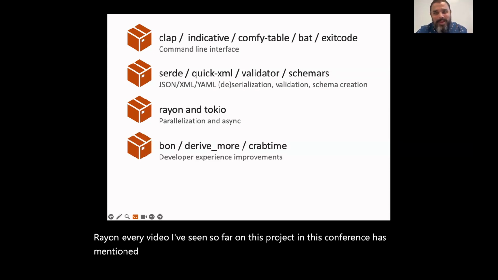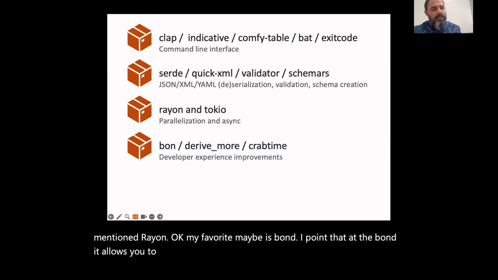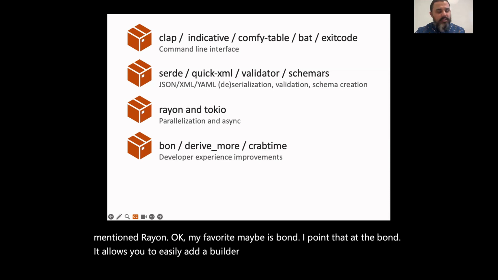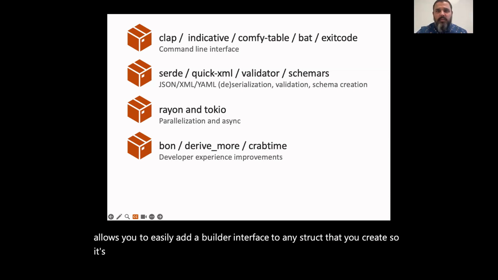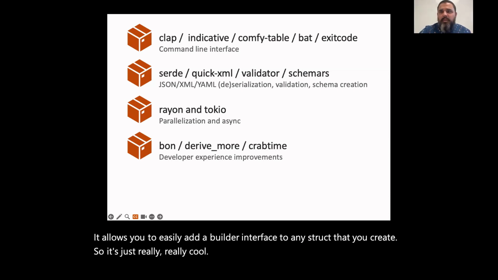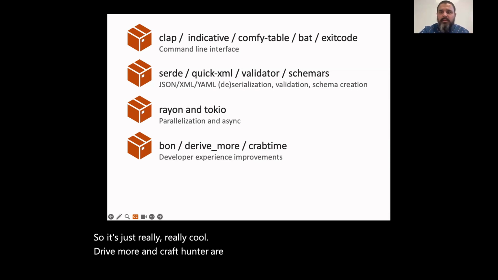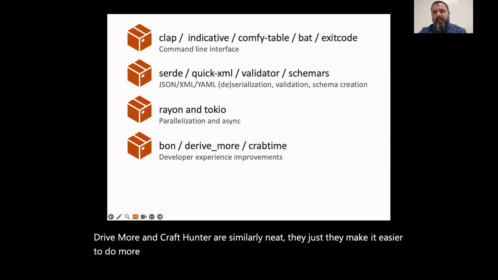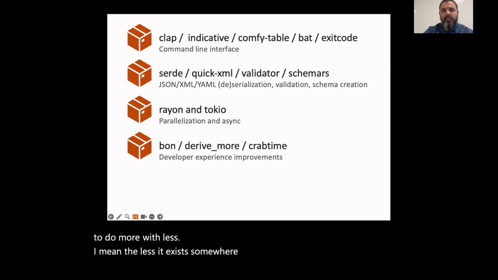And okay, my favorite maybe is bon. I point that out, bon. It allows you to easily add a builder interface to any struct that you create. So it's just really, really cool. derive_more and crabtime are similarly neat. They make it easier to do more with less. I mean, the code exists somewhere, but it's not something you have to write.